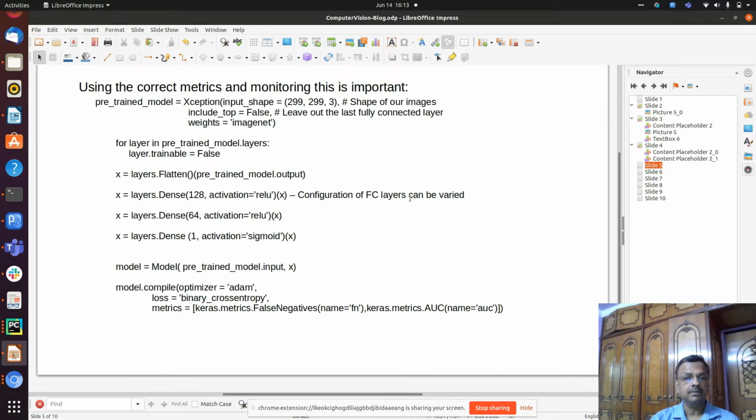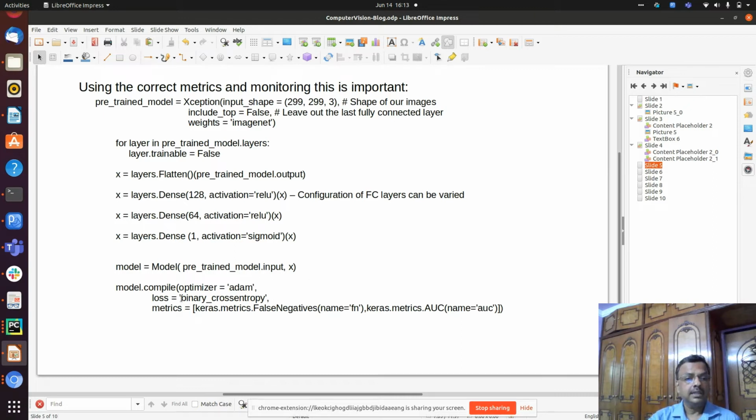Now, the configuration of the fully connected layers can have an effect on the accuracy. That's what we have seen. Sometimes two fully connected layers work best. Sometimes it's one fully connected layer that works best. So we have to experiment on these things, right?